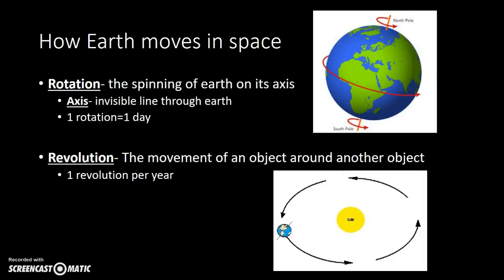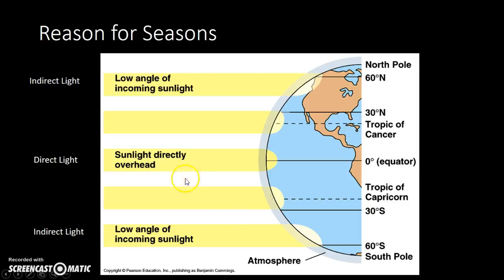So the second way the Earth moves through space is called revolution. And revolution is the movement of an object around another object. In this case, the Earth is revolving around the sun. And one revolution is 1 year, our time. So revolution causes another thing. It causes the seasons as well.